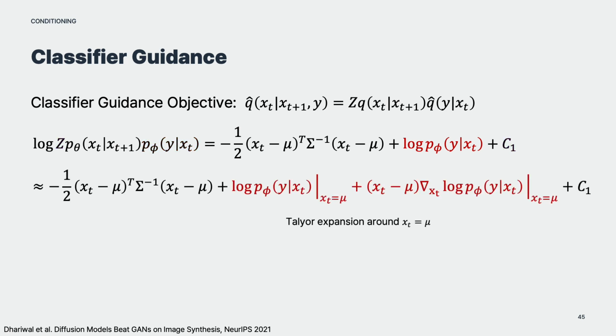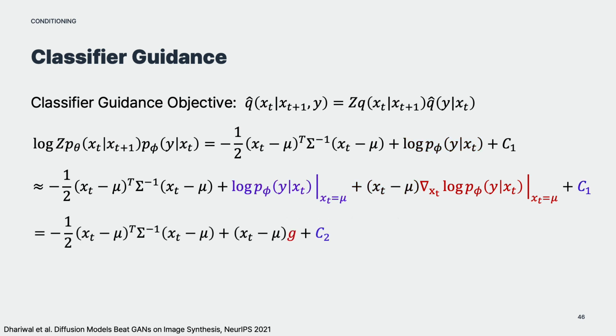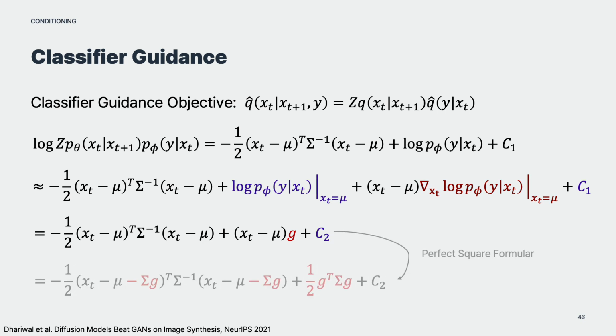Next, we apply a first-order Taylor expansion to the log probability term in front of the constant c1, expanding it around the mean mu theta of xt. Then the gradient term can be replaced with the gradient vector g, and the constants can be grouped into a new constant c2. And by applying a perfect square formula, we arrive at the following expression.